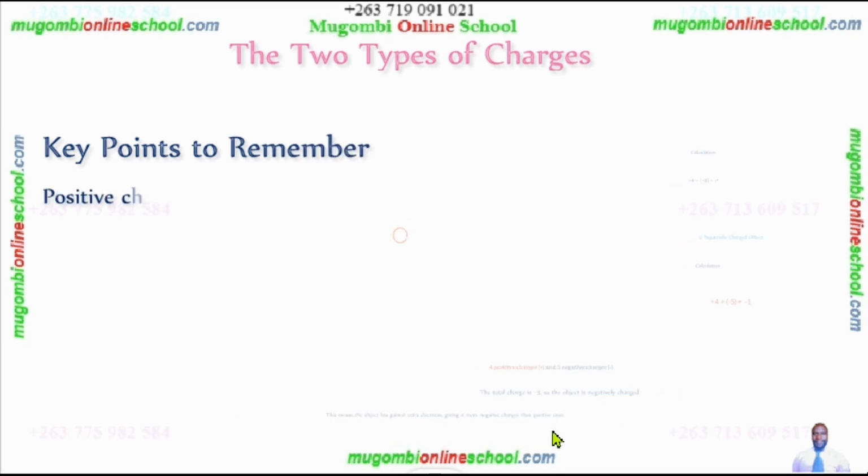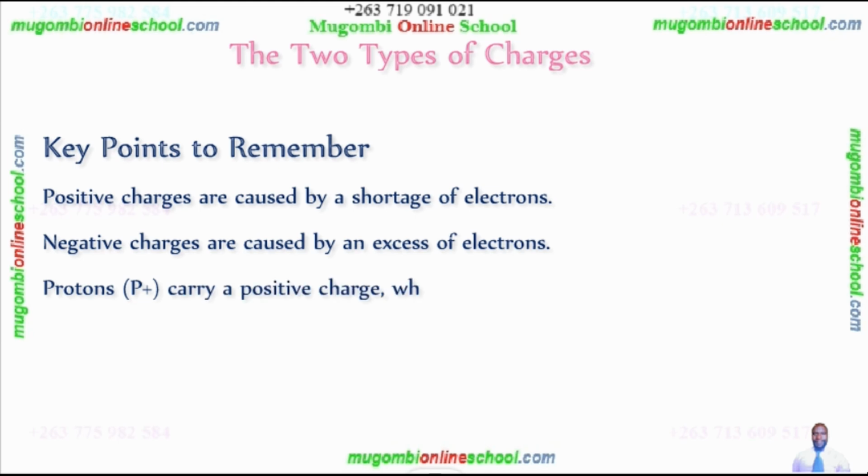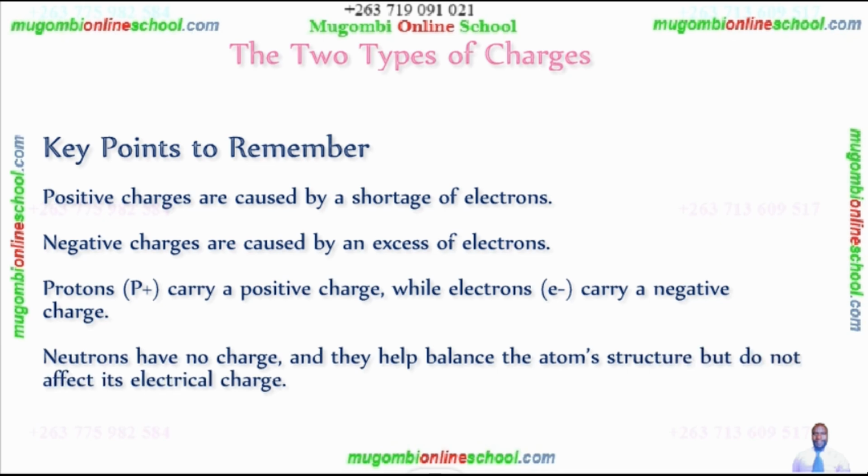Alright, so the key points to remember: positive charges are caused by a shortage of electrons. Negative charges are caused by an excess of electrons. Protons carry a positive charge while electrons carry a negative charge. Neutrons have no charge and they help balance the atomic structure but do not affect electrical charge.